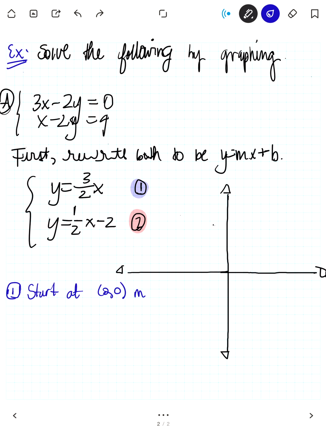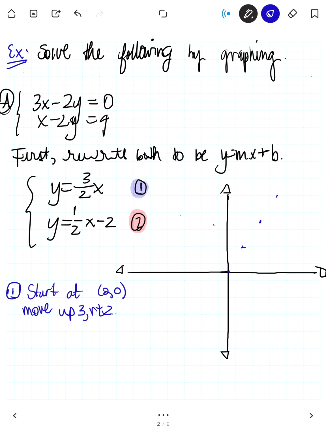So we're going to start at 0, 0. And then we're going to move. So I've got a slope of 3 over 2. So that's positive. So I need either 2 positive movements or 2 negative movements. So I'm going to move up 3 and right 2. All right. So start at 0, 0. Move up 1, 2, 3, right 2. Up 1, 2, 3, right 2.